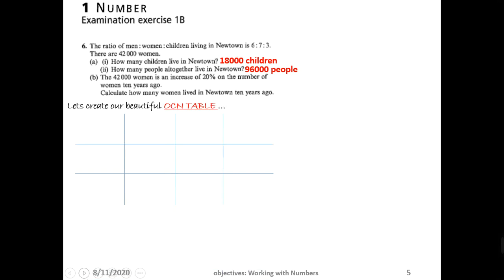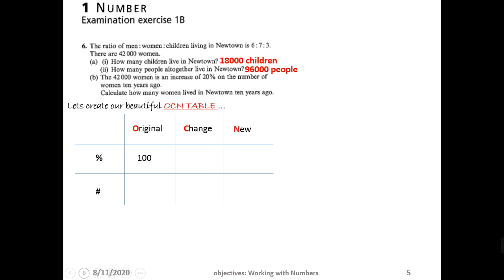Start with the second column, first row: O for original, C for change, and then N for new. And the first column, second row, is the percentage. The third row, the last row, is the number, and here again it represents the number of people.